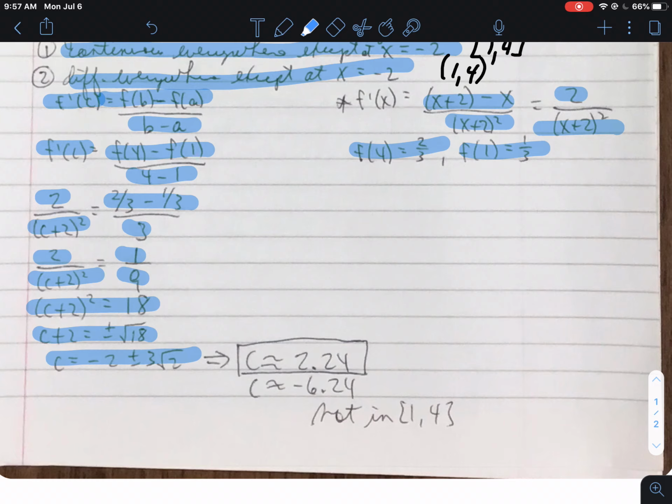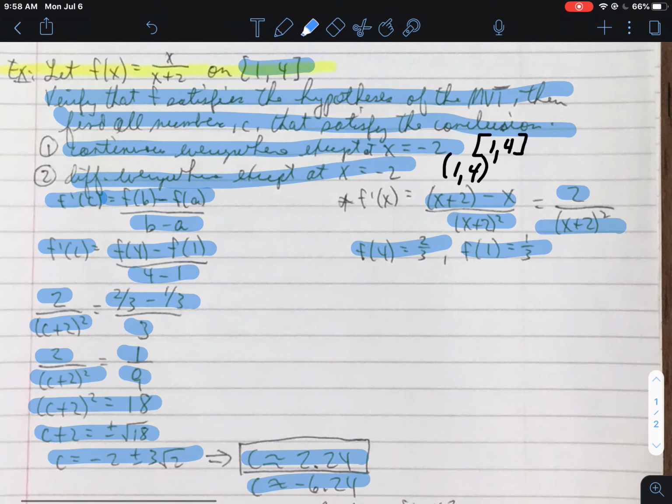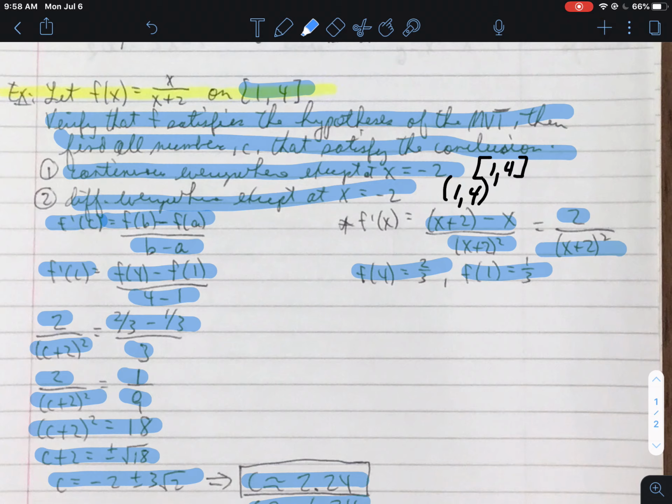So negative 2 plus square root of 18, or 3 square roots of 2, gives you approximately 2.24. And negative 2 minus square root of 18, or 3 square roots of 2, is going to give you approximately negative 6.24. So just like with that previous example that we did with Rolle's theorem, we do get 2 solutions here. We do get 2 c values. But if we go back to our interval, again, remember the interval here is 1 to 4. So that's the interval over which we are asked to find our c values.